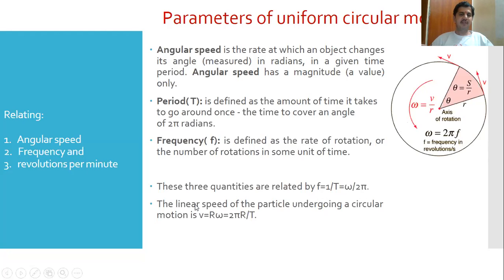In other words, if I want to find the linear speed of a particle undergoing circular motion, I can write the linear speed. What is linear speed? The speed of the particle in the tangential direction, in this direction. Which is equal to r into omega. Plug in the value of omega. Omega is nothing but 2 pi by T. So substitute that value and you get this expression over here.